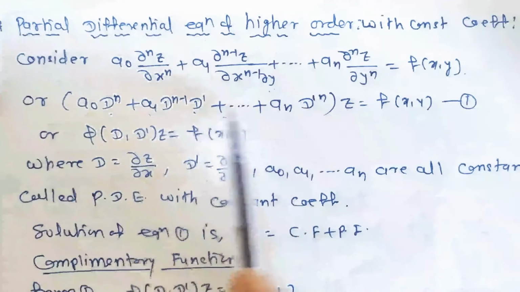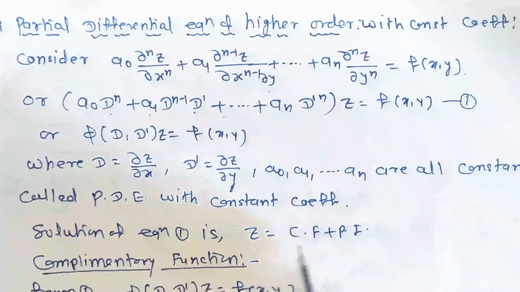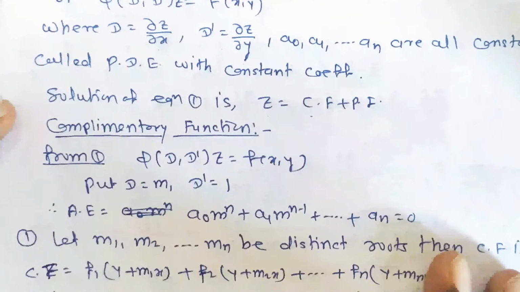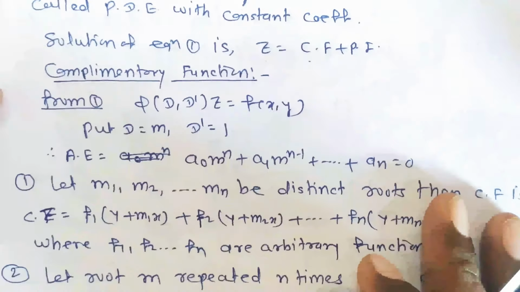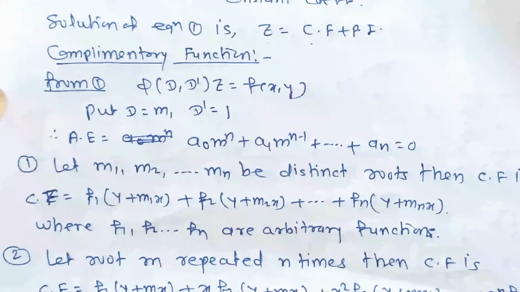So we have to write the complete solution of this given partial differential equation as z is equal to complementary function plus particular integral. In today's video we will cover the complementary function, how to find the complementary function of partial differential equation with constant coefficient. In the next video we will start particular integral, and then we will take some problems. So first we will take complementary function.